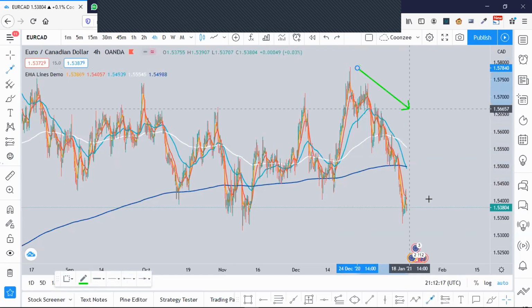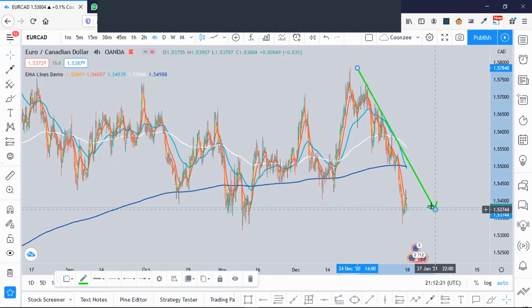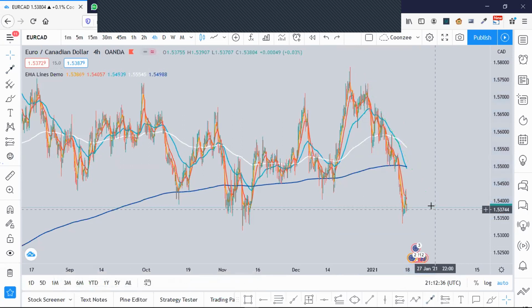I don't trade all these crosses. If I want to trade any pair, it has to be a USD pair because they move faster. The currency is actually what goes. But you can use the strategy for any currency.